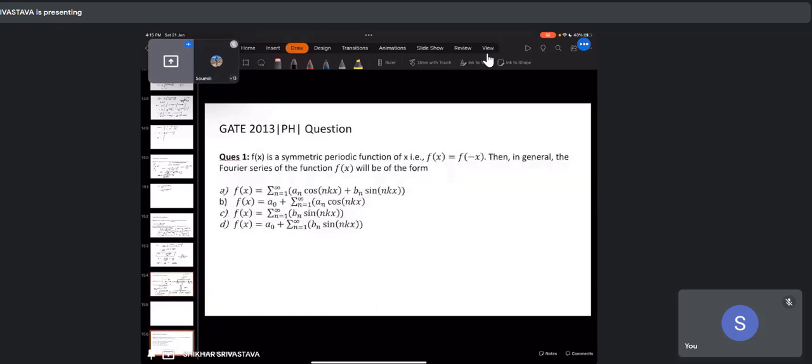Okay, so this question you can just tell me the answer right now. It is easy. I just told you. Some function is there which is symmetric, periodic. Then in general, the Fourier series expansion will be of what form? B, I guess, because only the symmetric part will survive. Yes, D option, sir. Okay.